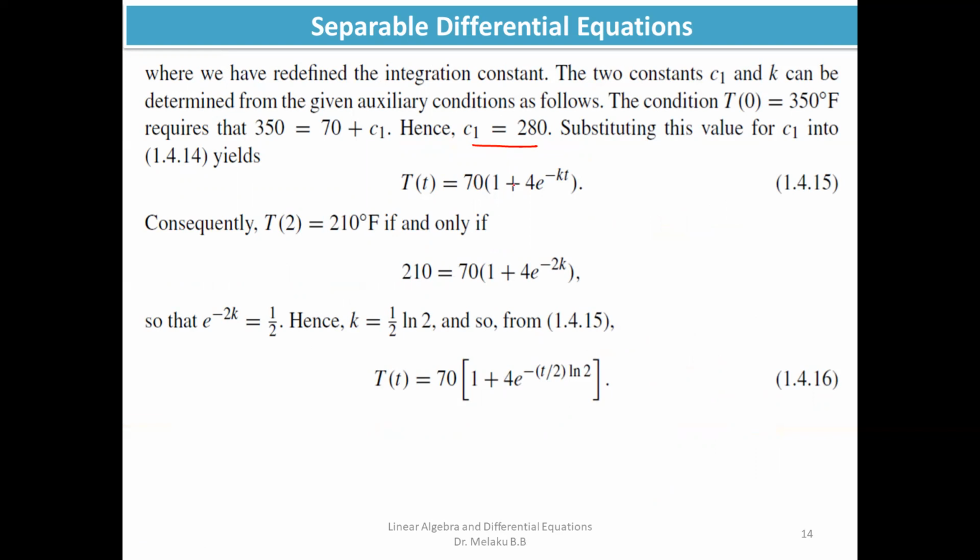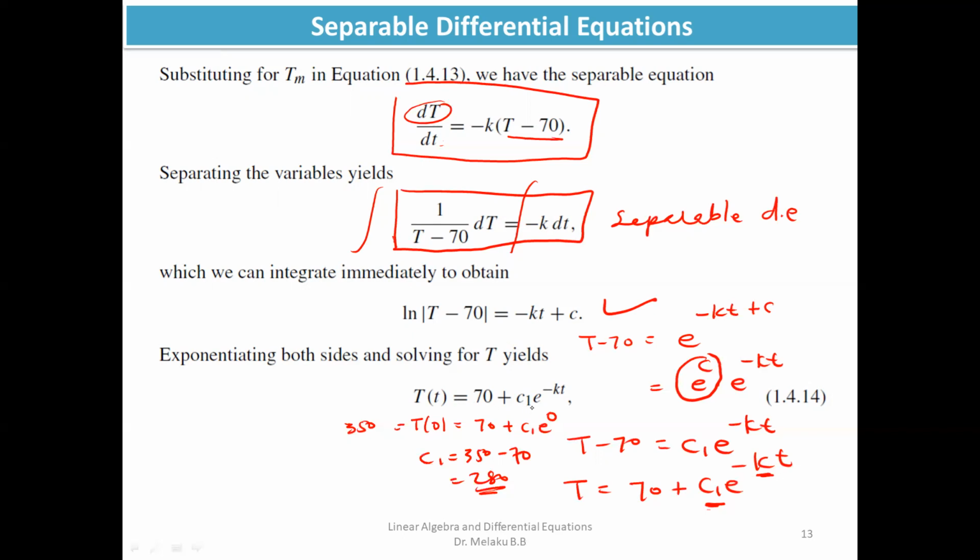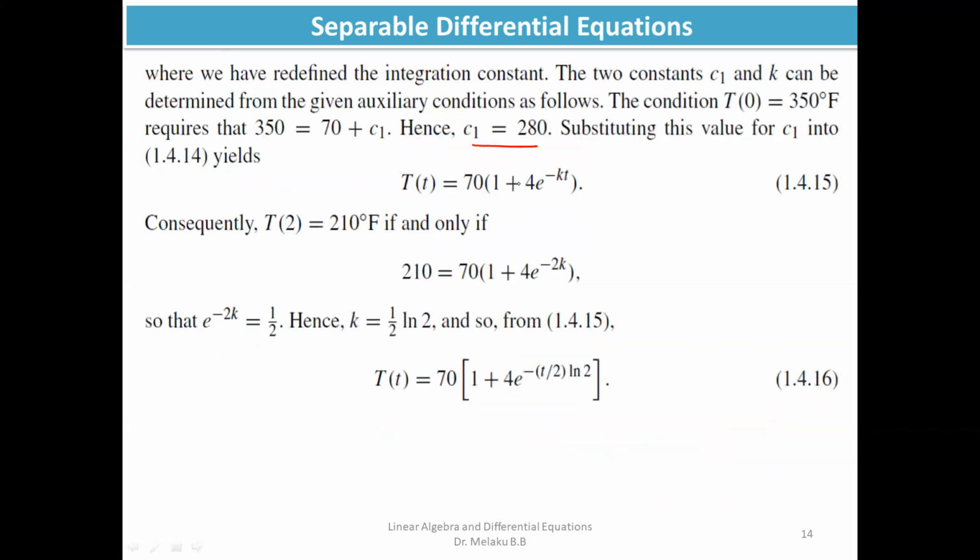Therefore, T of t should be written as what? Instead of using 70 plus C1 e to the power of minus kt, we can use C1 equal to 280. Yes, so that's good, because 70 times 4 is 280. This is okay, no problem with that. We use 280. Now we are left with one constant k, and we have to use the second auxiliary condition.